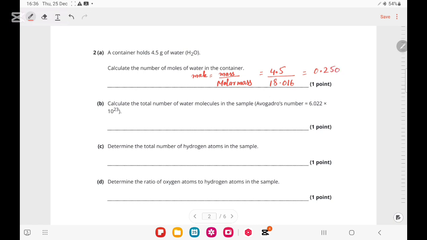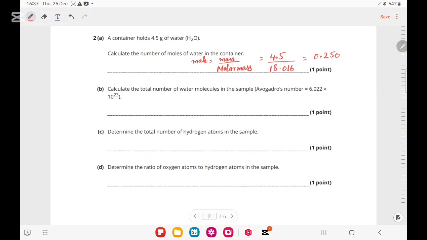Then we need to work out the total number of molecules. So in order to work out the total number of molecules, we know the formula number of molecules, because molecules are particle here, which is equal to mole times Avogadro's number. Mole is 0.250 times Avogadro's number, and that comes out to be 1.51 times 10 raised to power 23.